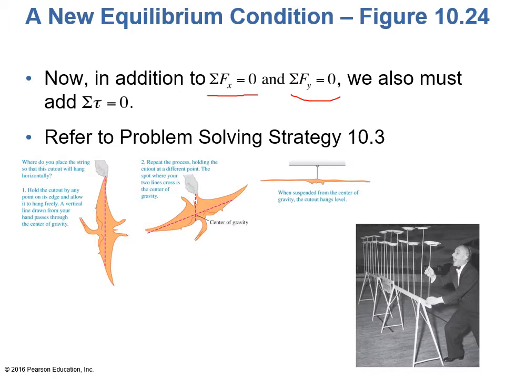We have a lot of cases where we want this object to be stationary, not rotating, not moving, and so we're going to add on a third condition when we consider rotational motion, and that is that the sum of torques must also be equal to zero. This is going to lead to a new problem-solving strategy, really an extension of the one we had before, which you should read about in the book in 10.3.